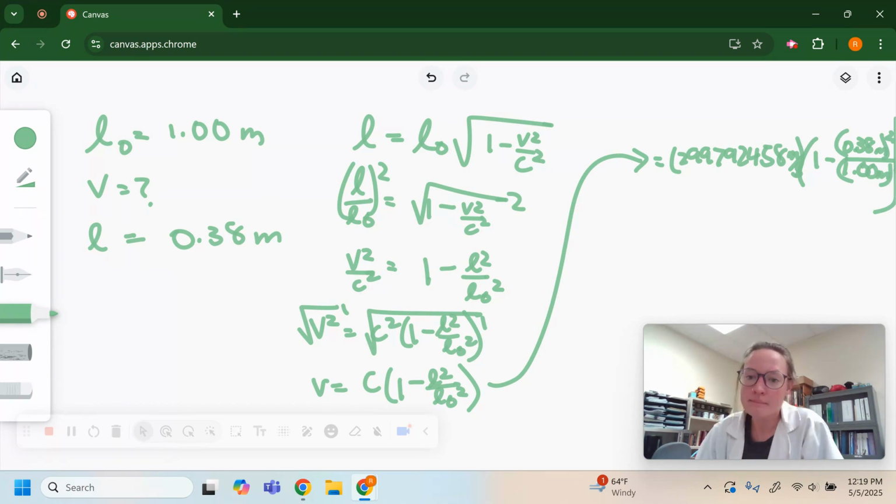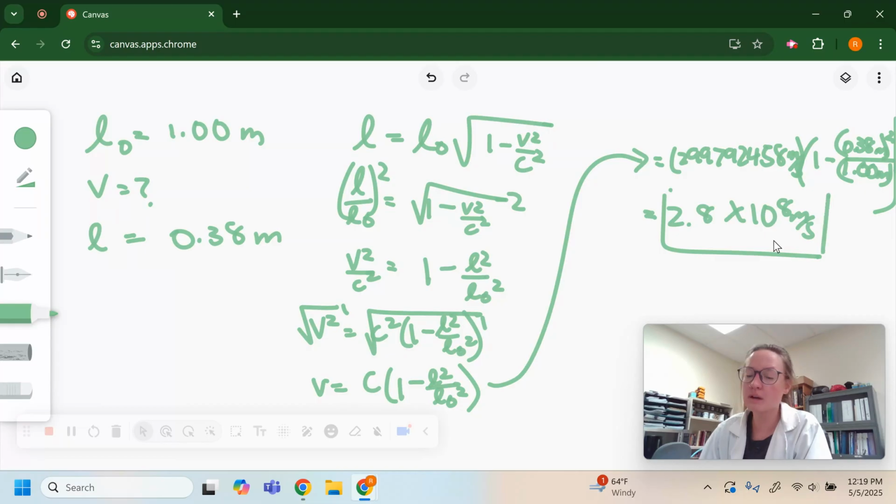Plug it into your calculator and you should get 2.8 with good sig figs times 10 to the 8th meters per second. Hey, check it out. You know that the speed of light is basically 3.00 times 10 to the 8th meters per second. This 2.8 times 10 to the 8th meters per second, wow, we are for sure nearing the speed of light here in order to get this thing to be 0.38 meters. And that's a little bit of a practice problem for you.